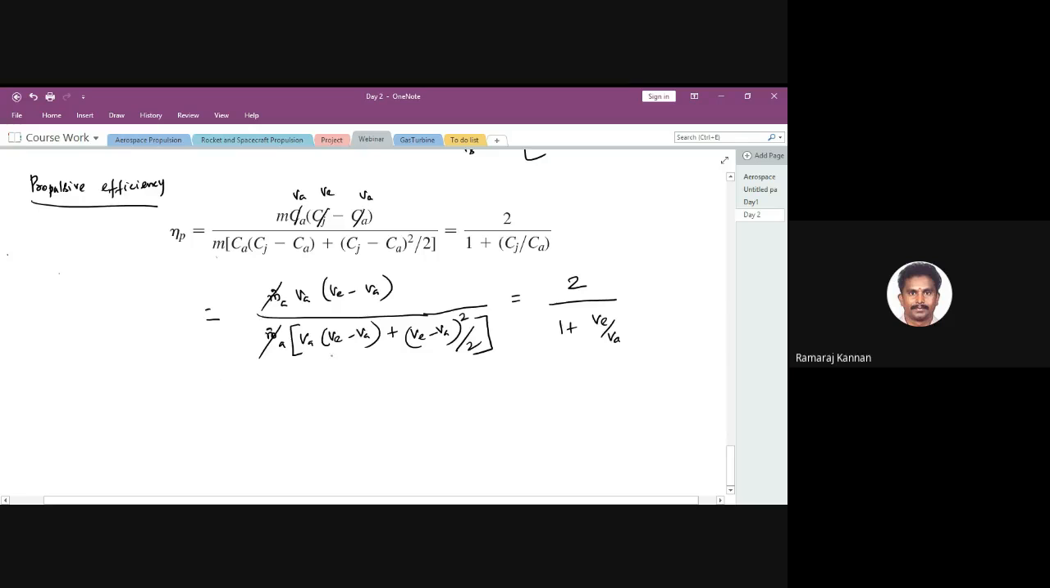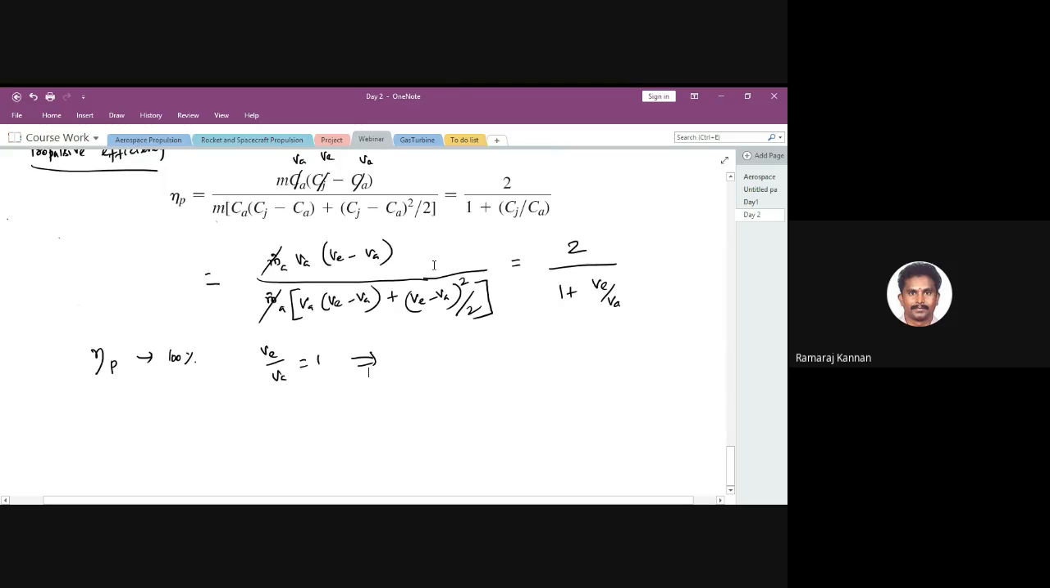Now, when my propulsion efficiency is going to be 100%, because we are looking for 100% efficiency, VE by VA is going to be 1. VE by VA is going to be 1. But is it possible for your propulsion efficiency to be 100%?